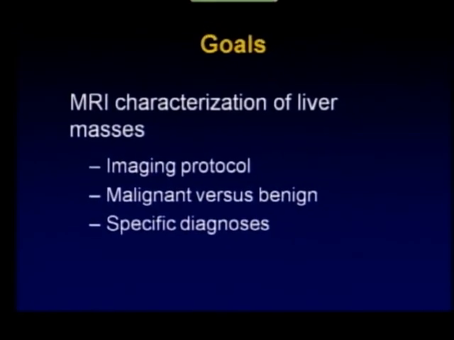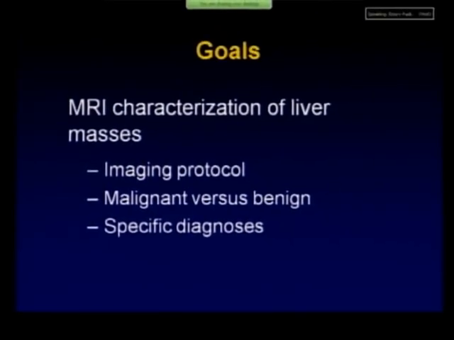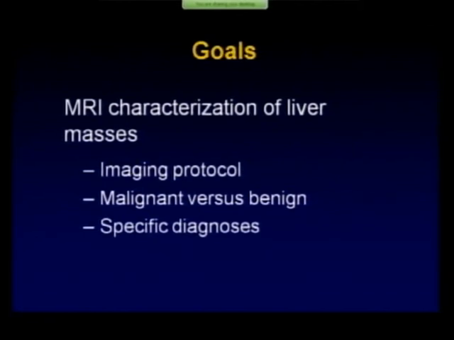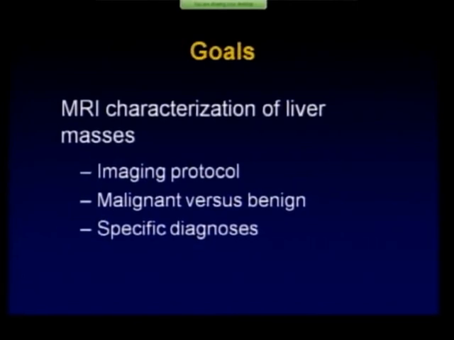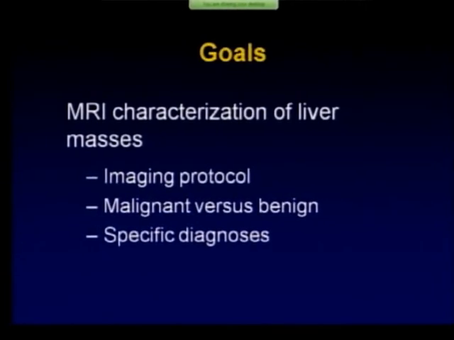So, goals of the talk are characterization of the liver masses by MRI. We'll briefly touch on the imaging protocol, malignant versus benign differentiation, and then discuss the specific diagnosis.